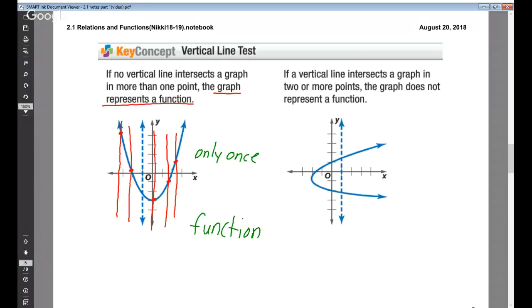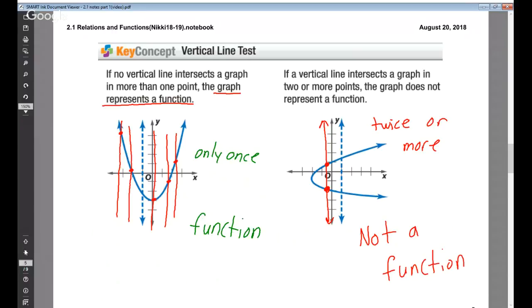Now, for an example that is not a function, look to the graph on your right. The moment you put a vertical line through this graph, you'll notice that it intercepts not only once, but twice. So if it intercepts twice or more through a vertical line, then you would consider this not a function. The moment you find where a vertical line intercepts twice or more, you instantly say, not a function. Otherwise, you can consider it to be a function.